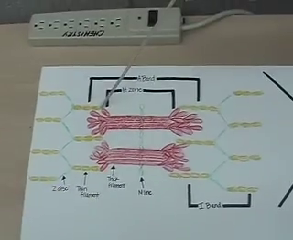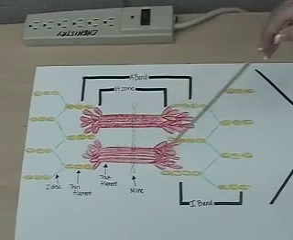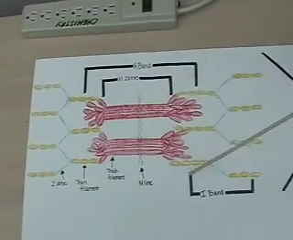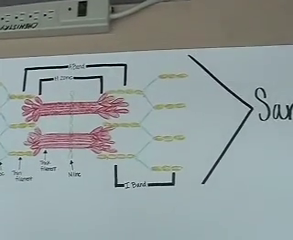The A band, H zone, this is the thick filaments, the thin filaments, the Z disc, and the I band. All together creates a sarcomere.